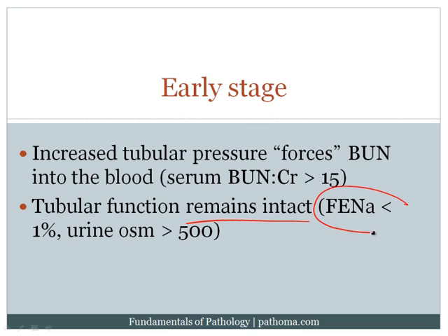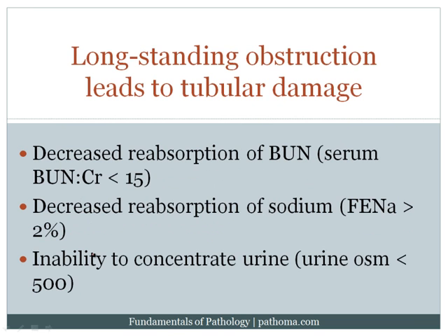And so therefore the FeNa now will be less than 1%, and the urine osmolality will be greater than 500, both indicating that the tubules are functioning fine. If there's long-standing obstruction, however, eventually the tubule will get damaged. And when the tubule gets damaged, you're going to get decreased resorption of BUN, because the resorption of BUN is dependent on an intact tubule. Therefore, the serum BUN to creatinine ratio will now be less than 15.